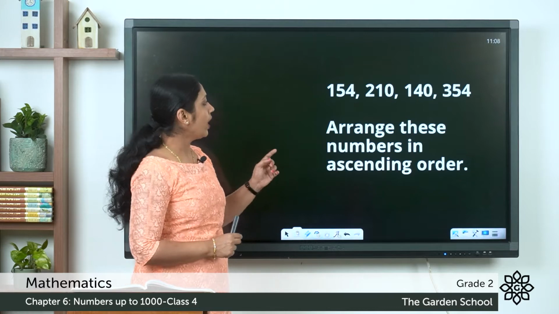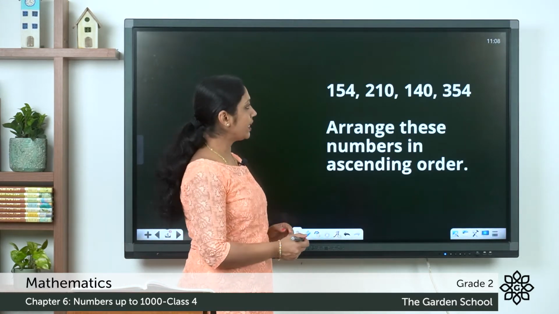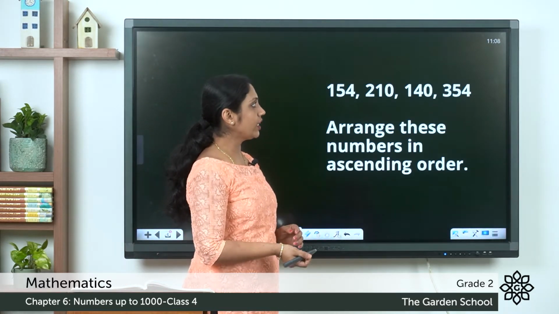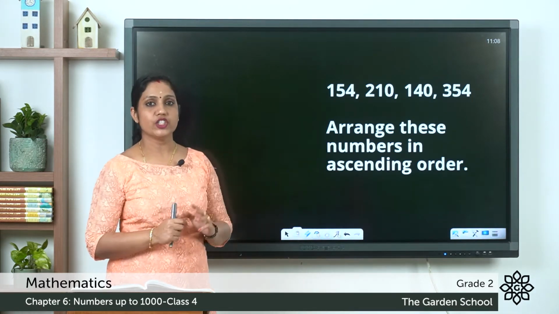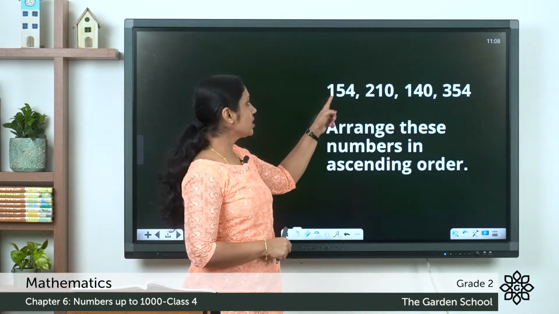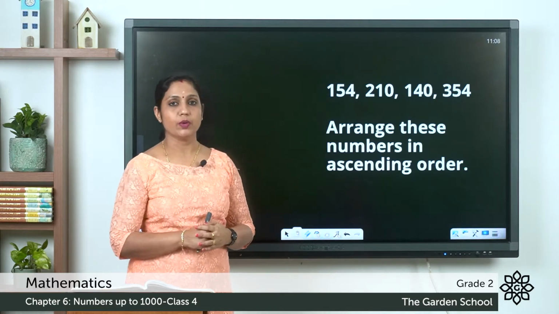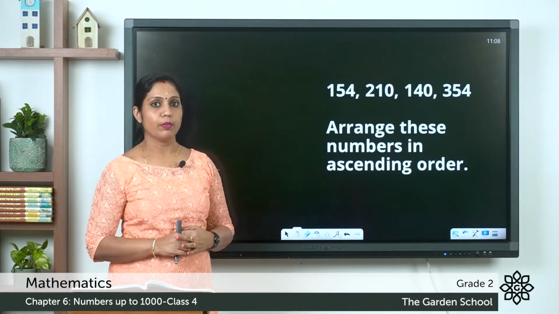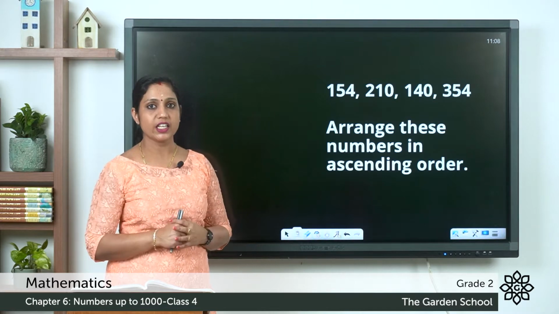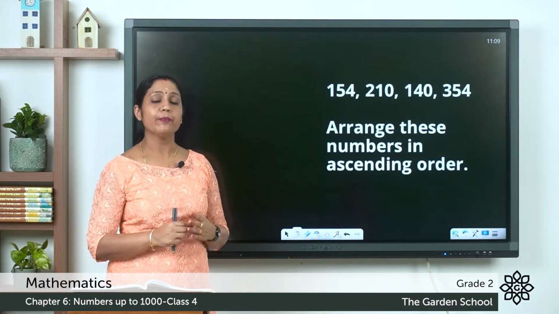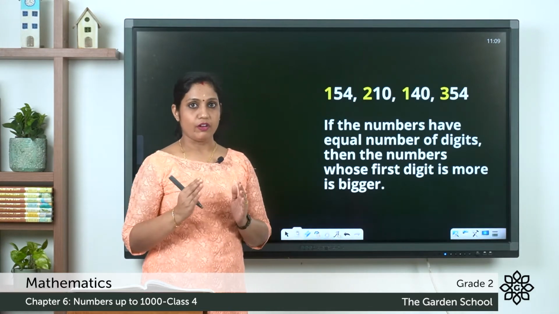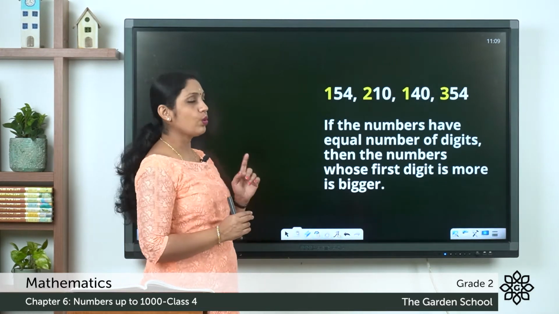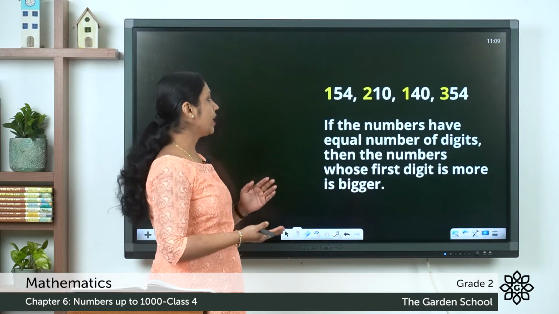Now let's look at these numbers. We have 154, 210, 140 and 354. You can see that these are 3-digit numbers. We have ones, tens and hundreds in every number. And now we have to arrange them in an ascending order. So when you get such numbers, how can you arrange them? See, if the numbers have an equal number of digits, then the number whose first digit is more is bigger.